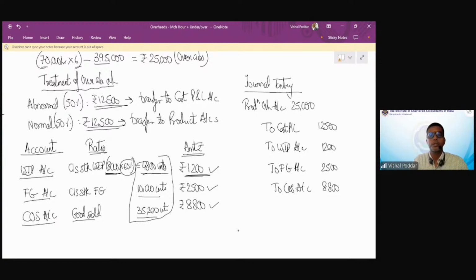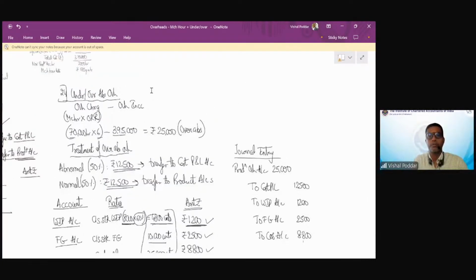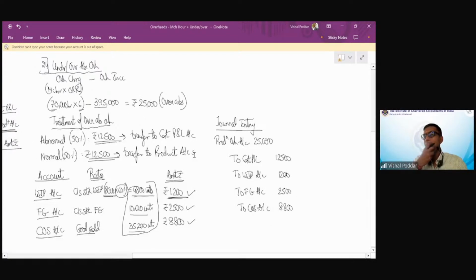Anybody having any doubts with this whole concept of treatment of under and over absorption? Yes, Tambeshwari. Sir, in this, what did we divide, 10,000 in what? The ratio? Yes, in this ratio, what have we divided? We divided the normal portion. See, for normal, what did we say? Transfer to product accounts. There are 3 product accounts, so I have divided 12,500 among the three in this ratio.